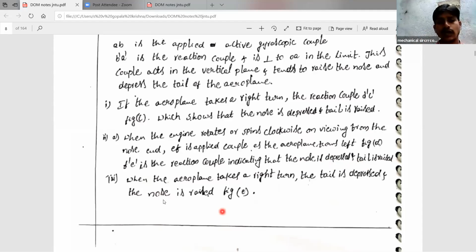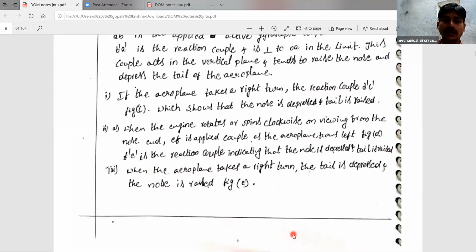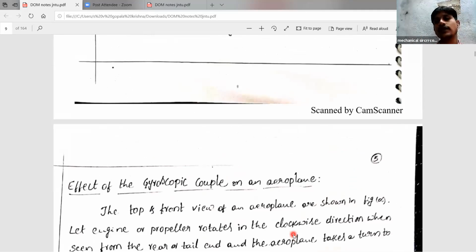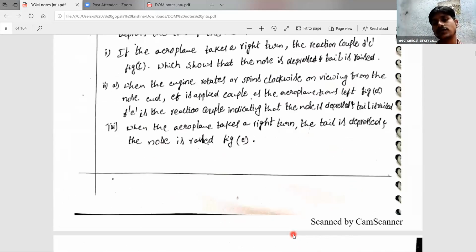And going to the last one, the condition will be the same, but the aeroplane takes a right turn. So then the tail is depressed and the nose is raised. Here we may change that. That is, the nose end is raised and the tail end is dipped. Those are the conditions available here. Those conditions are easy to understand with the help of our vector diagram. So vector diagram representations are there.